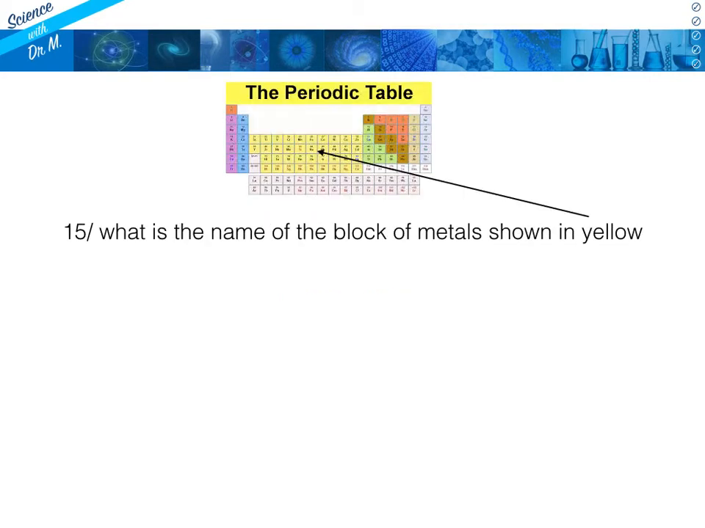Number 15. What is the name of the block of metals shown in yellow? So there's a diagram of the periodic table on the slide, and there's a region in yellow in the middle. What is the name of that block of metals? The answer is the transition metals.